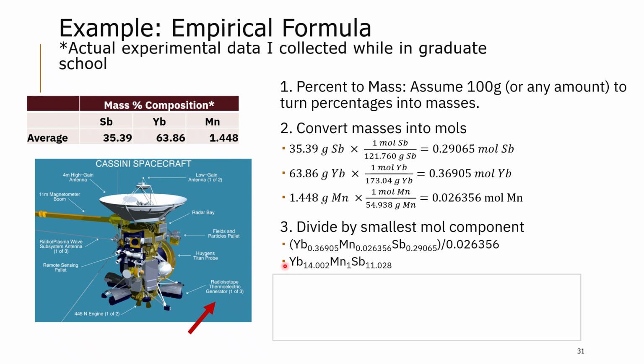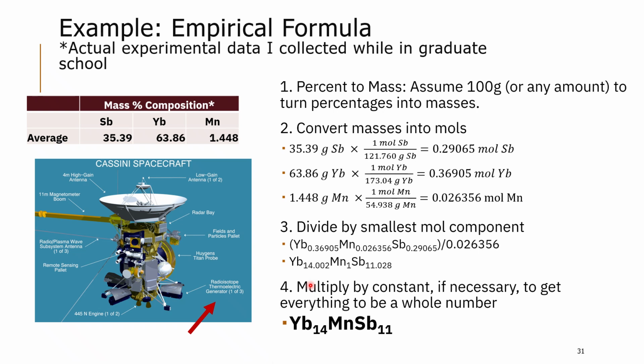Notice how the ytterbium and manganese values are already very close to whole numbers. The digit in the tenths place is a 0. We can round. The empirical formula is ytterbium 14, manganese, antimony 11. In this example, we did not need our final step of the poem, times till whole, because we were already close to whole numbers.